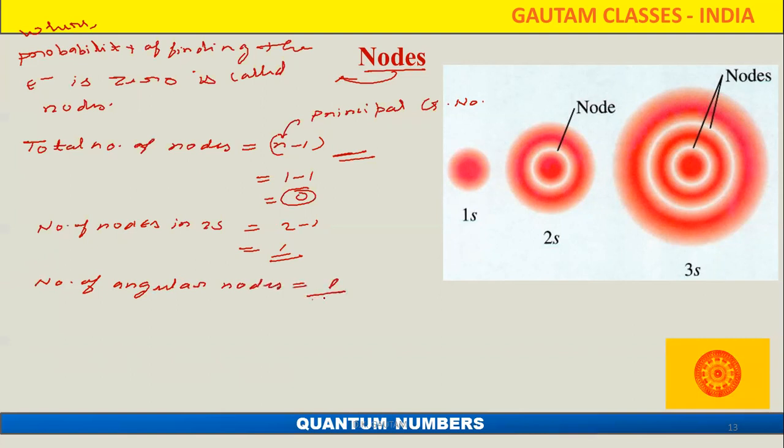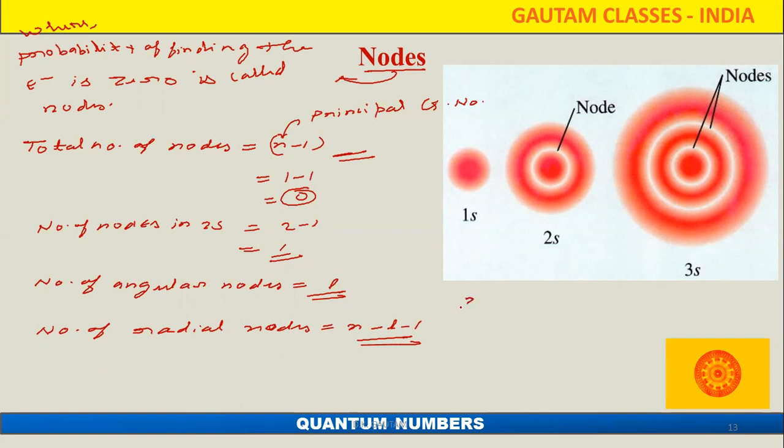That is equal to the azimuthal quantum number. Whatever the azimuthal quantum number is, that will be equal to the number of angular nodes. The second thing is the number of radial nodes. The formula is n minus l minus 1. That is for finding the number of radial nodes.